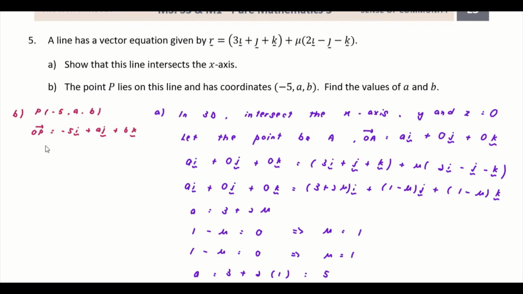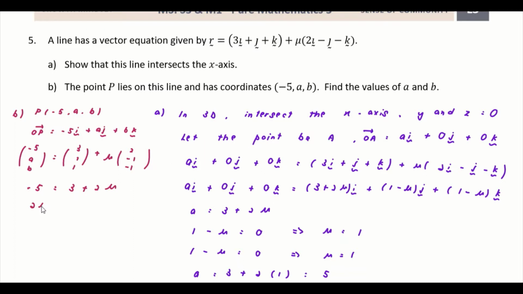Same thing, we create the parametric equation, but first we put it in. Here I'll write it in column vector because I do not have enough space, but if you can, write ijk because that's given in your question. So -5, a, b equals 3, 1, 1 plus mu times 2, -1, -1. From there, I need to find mu first, then substitute the same mu to get my a and b. So -5 equals 3 plus 2 mu.